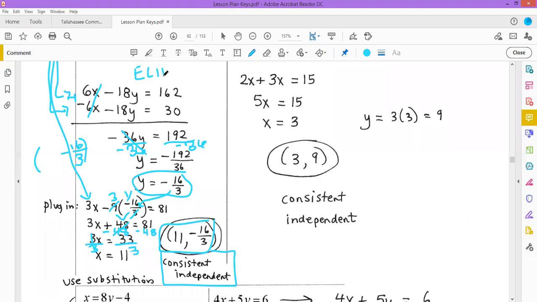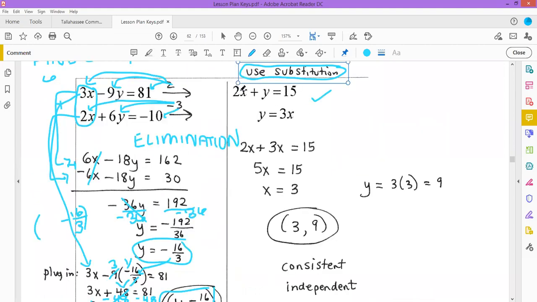In the next example, using elimination might not be the most reasonable use of your time. As you notice in your equations, you have 2x plus y equals 15, and you already have y by itself in that second equation. You've got y equals 3x. So we simply take that value for y and substitute it into the first equation. Where y is in our first equation, we're going to substitute 3x. So we rewrote our first equation, 2x plus y equals 15, but we substituted 3x for y.